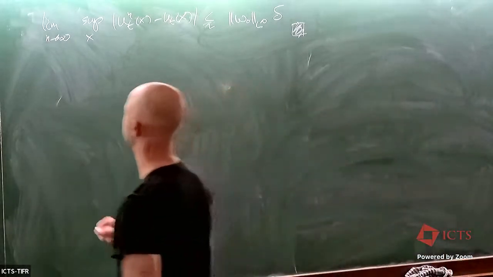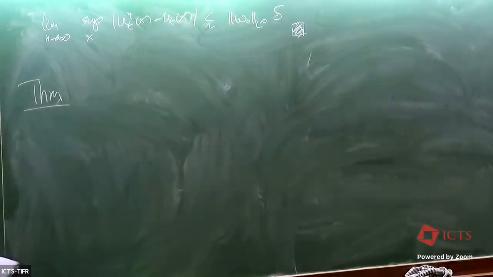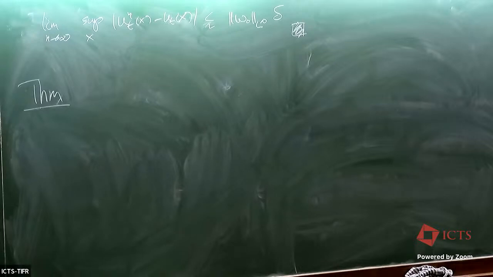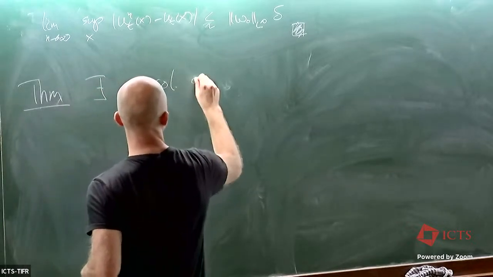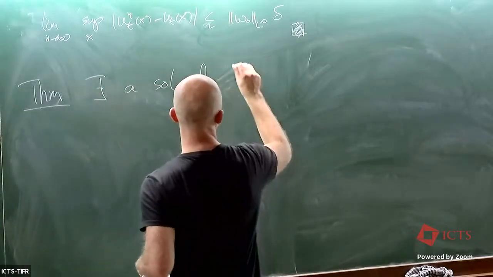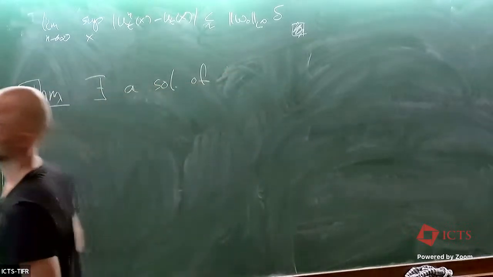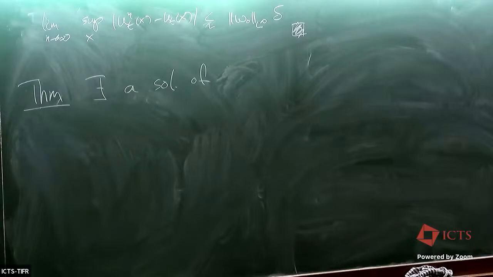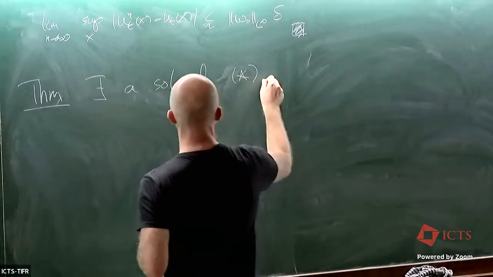Okay, now we get to the final theorem. And now we finally show there exists a solution of Yudovich. Let's just call it star. I don't know what to call it. It is, of course, the Euler equation, but it's in this Yudovich class. But let's just say there exists a solution of star.